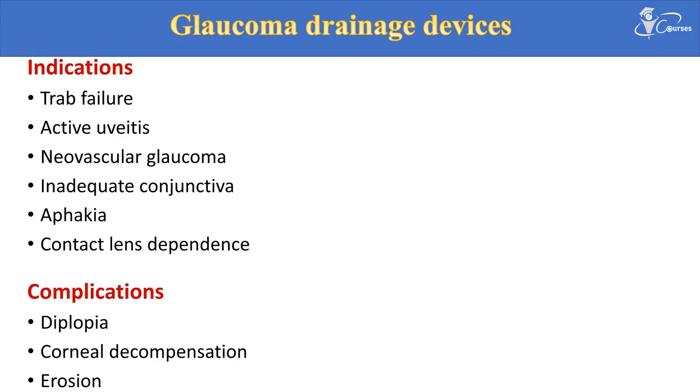So we mentioned that with active inflammation or active neovascularization, the trabeculectomy almost always fails. So with active uveitis or neovascular glaucoma, we should do glaucoma drainage devices. Inadequate conjunctiva, so if the conjunctiva is scarred, lost or short, we do a glaucoma drainage device. Aphakia shows a higher success rate with drainage devices. And if the patient is dependent on contact lenses, we said that contact lenses increase the risk of endophthalmitis, but the patient is dependent on them, so we revert to a glaucoma drainage device.